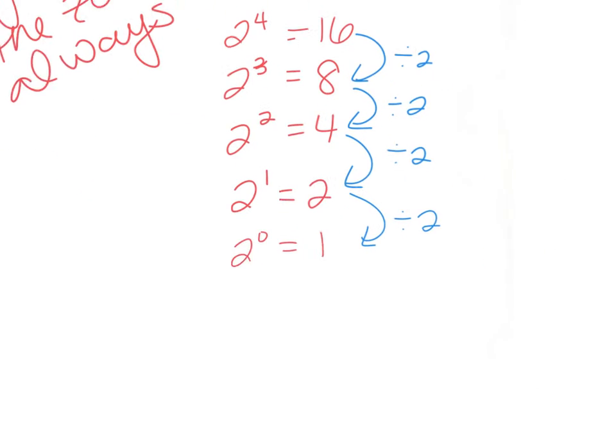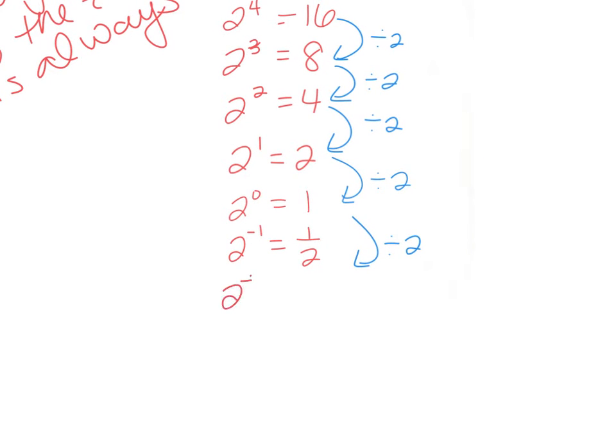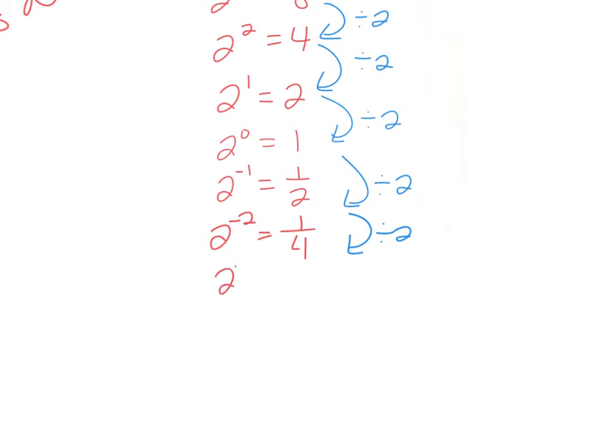Okay, so now let's talk about if we kept going. We went down to 0, so what would happen if we went 2 to the negative 1 power? Well, we would divide by 2 again. What's 1 divided by 2? That's 1/2. Let's do 2 to the negative 2 power. Divide by 2 again. 1/2 divided by 2 would be 1/4. 2 to the negative 3 power would be 1/2 of a 4th, which would be 1/8. And we'll do one more for good measure: 1/8 divided by 2 would be 1/16.